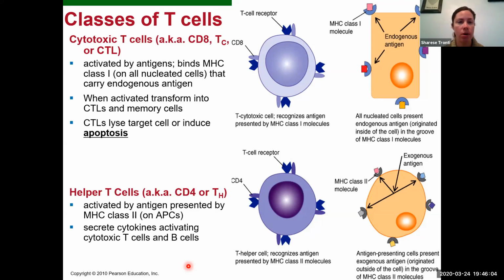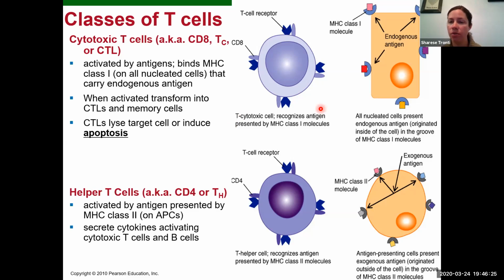The other type are cytotoxic T cells. And these are the ones that are going to kill any infected cells. So again, they are activated the same way. Okay, so let's assume that they have already been activated. Then they will go to infected cells.